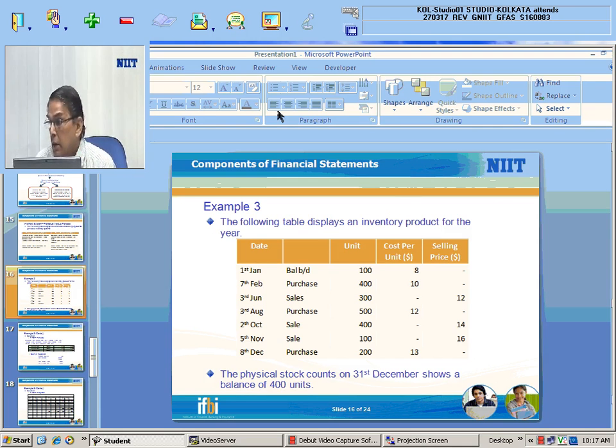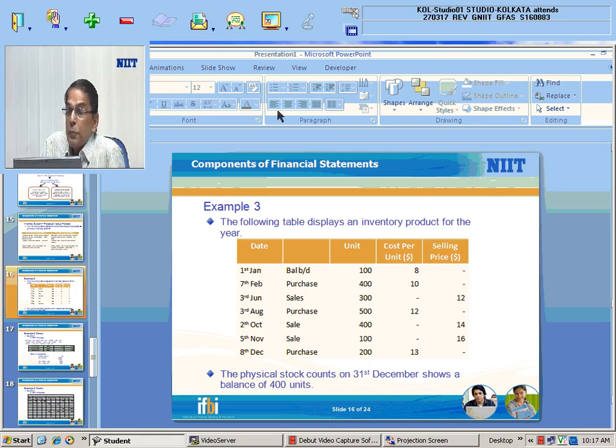Selling price is not important for determining the value of the closing inventory. Selling price is the price at which the inventory has been sold. The selling price has nothing to do with it, as you know, when we talked about the inventory cost, we talked about what costs are to be included. So selling price is in no way connected to the valuation of the inventory.